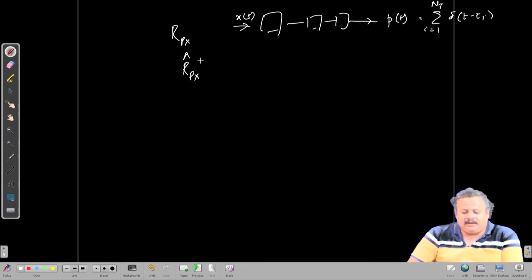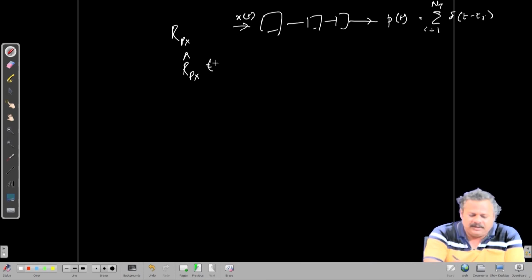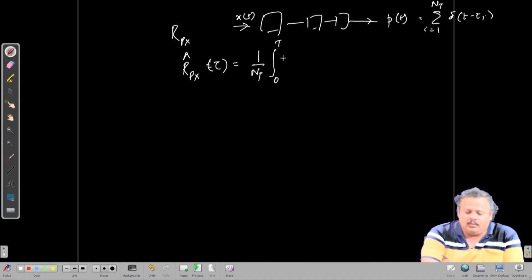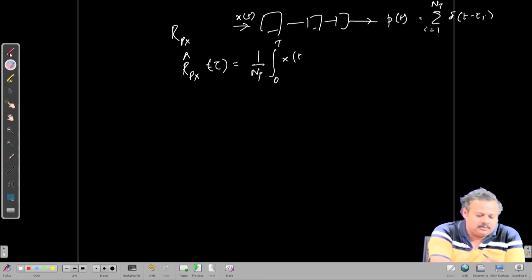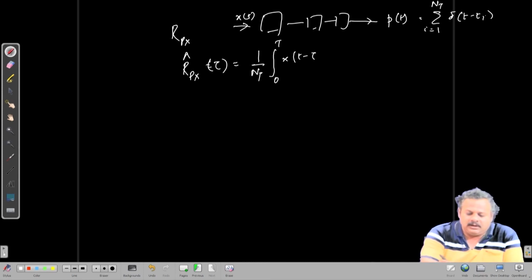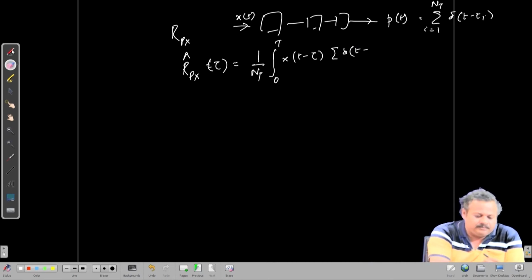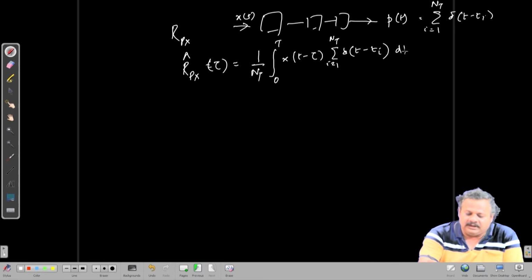and that can be written as our average. So Rpx at tau is going to be the average of, so 1 by NT for each of the spikes, integral over 0 to capital T, we have x(t minus tau) times Pt, which is the summation of delta(t minus ti), i equals 1 to capital N suffix T. And here we have dt.